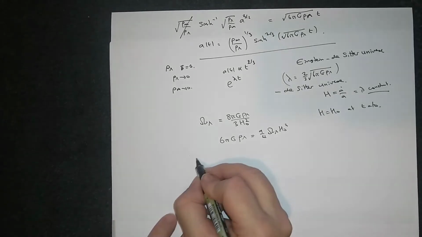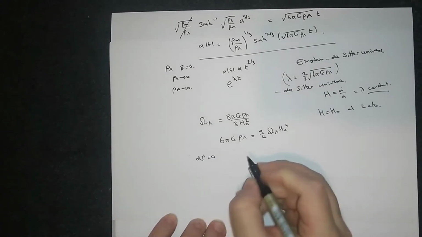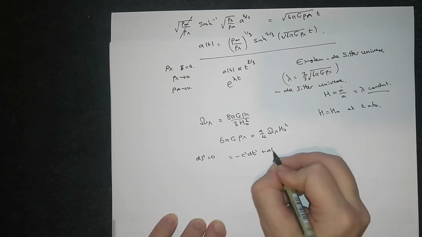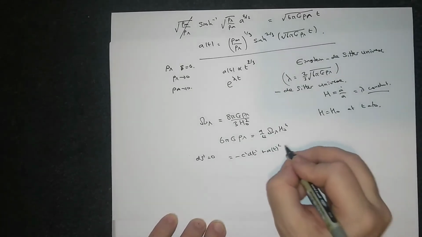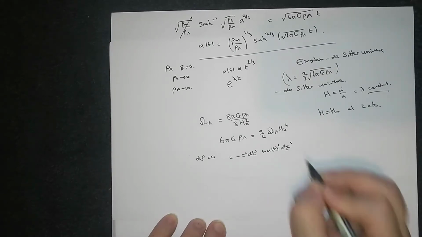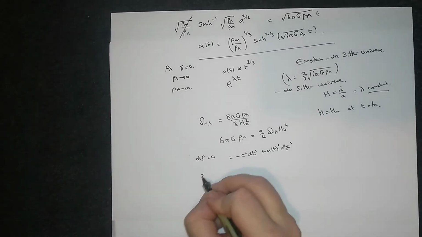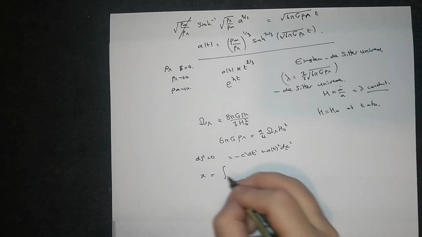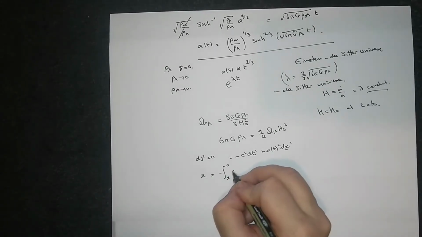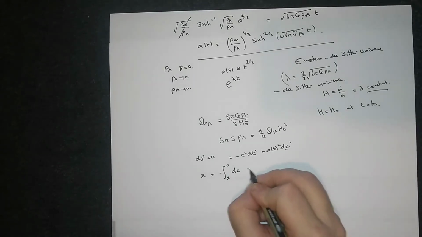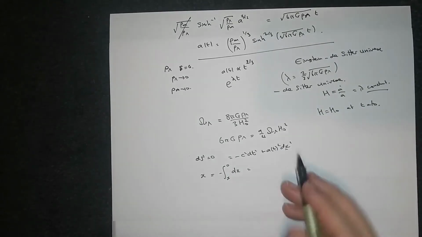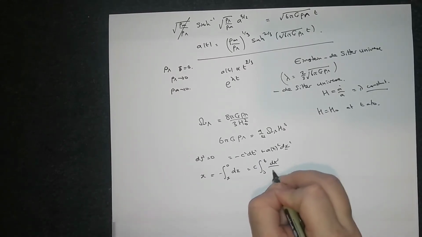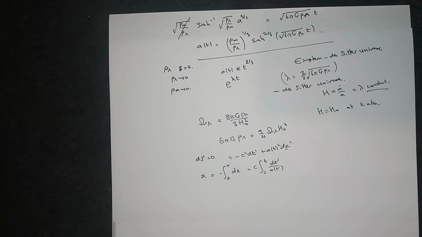So for a light ray you have ds squared equal to 0, and that's equal to minus c squared dt squared plus a of t squared times dx squared. So x is going to be the integral from x to 0 dx, which from this thing to 0 will give me c times the integral 0 to t prime over a of t prime.